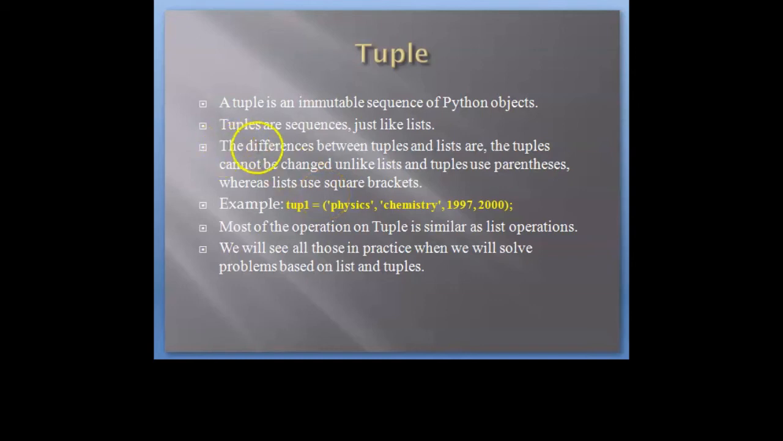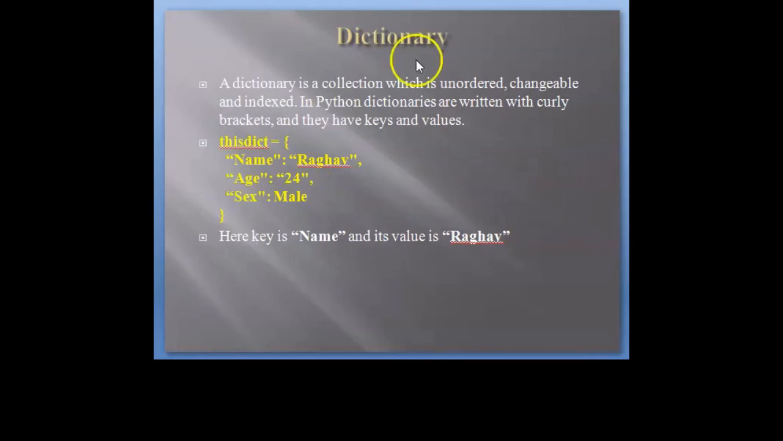Here you see the difference between tuple and list: tuples cannot be changed, unlike lists. That's the difference. And the other is that tuples use parentheses, whereas lists use square brackets. They are the same but for two differences. In a list we have square brackets, in a tuple we have parentheses, and a list can be edited, but a tuple can't be edited. That is the main difference. And the operations are similar. We will see that. Moving on to the next, we have dictionary.